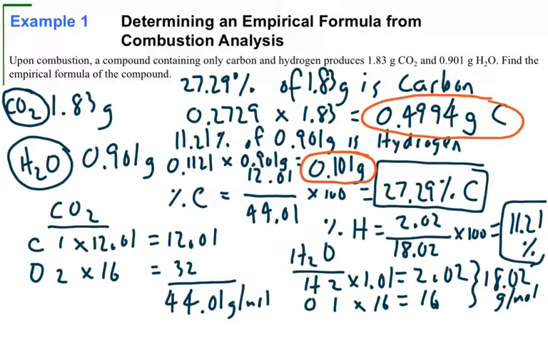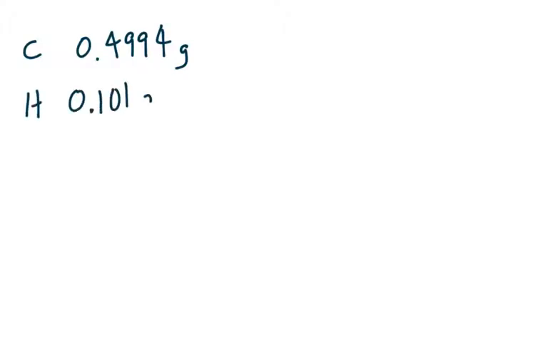Now, we're going to go to the next page so we can finish this. And now we have our data. We know that for carbon we got 0.4994 grams, and for hydrogen we got 0.101 grams. Now, we're back to square one. Now we can find the empirical formula. All you got to do is divide each by their atomic mass. Your goal is to convert them to moles.